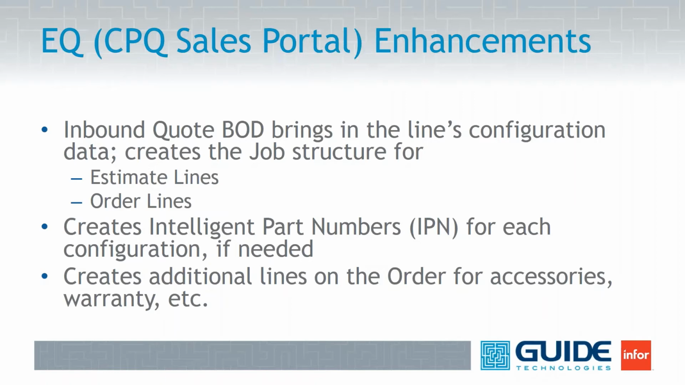What we have now is the ability to create an intelligent part number for each configuration if we desire that. It's always created the intelligent part number for sub-levels that were configured, but now we're creating an intelligent part number if we want for a top level customer order line level item. It will also create additional lines on the orders for accessories, warranty, etc. Just like native CSI will, CPQ will now do that as well.